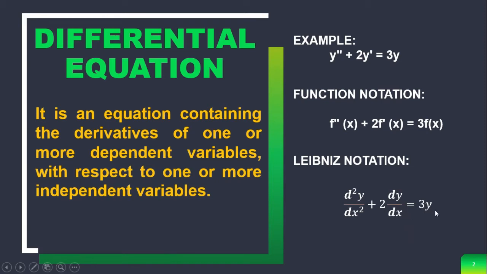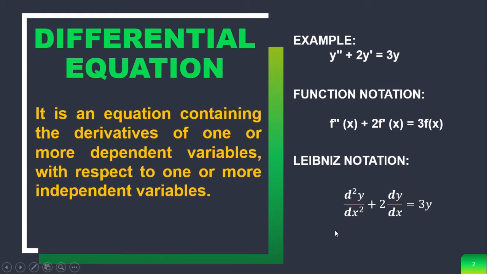So these three equations here are just representing the same thing. They say, can I find functions where the second derivative of the function plus 2 times the first derivative of the function is equal to 3 times the function itself.